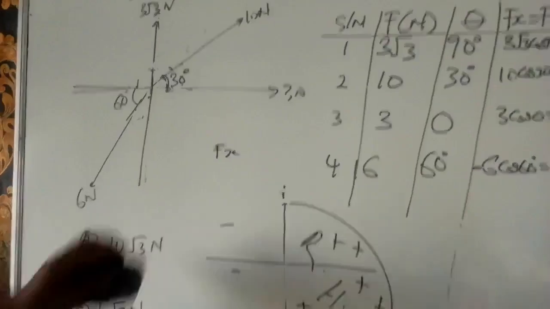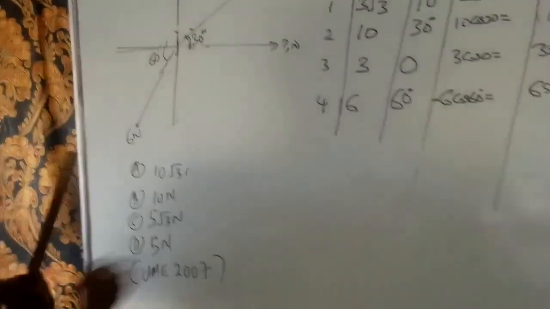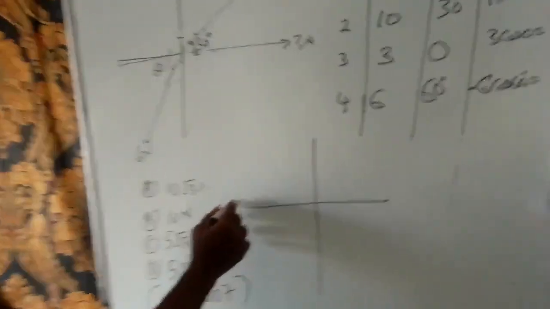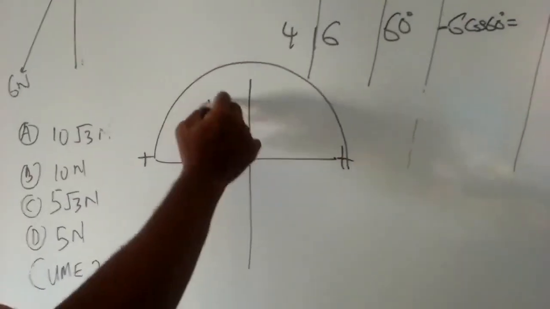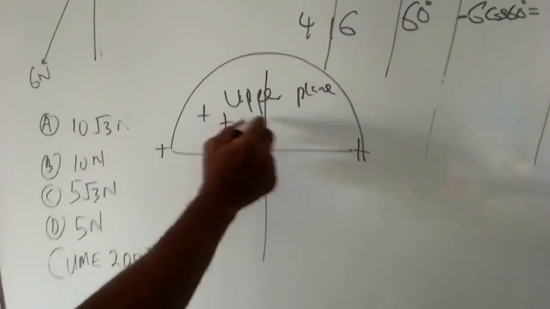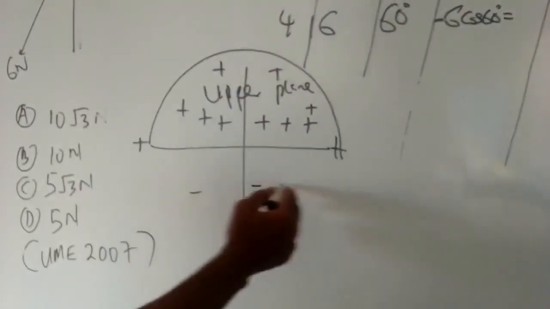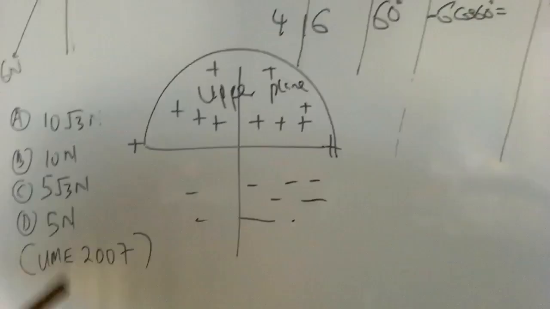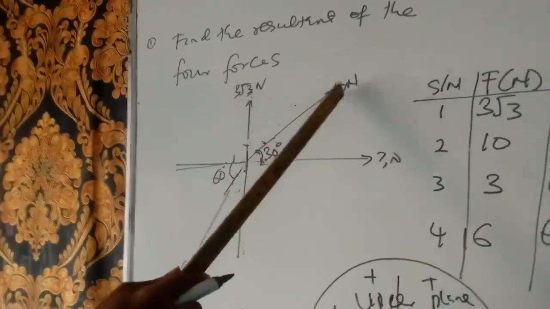Then to resolve vertically to find Fy, we go to the plane again. But this time around, we will not cut from the vertical axis, we will cut from the horizontal line and move upwards. All the forces on the upper plane, from the middle, will be taken as positive, while all the forces on the lower plane will be taken as negative. Okay, let's look at the diagram. The 3 root 3, 3, 10 and 6 are on the upper plane.